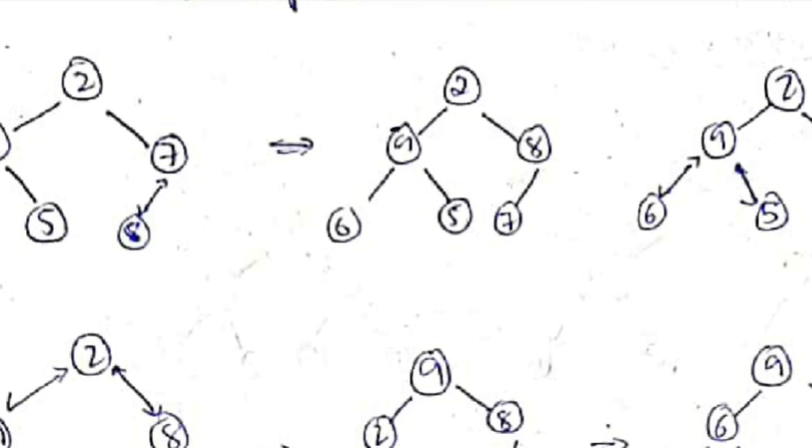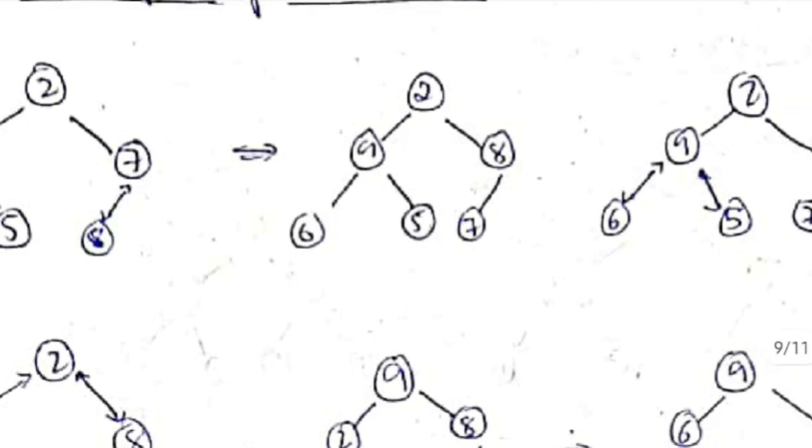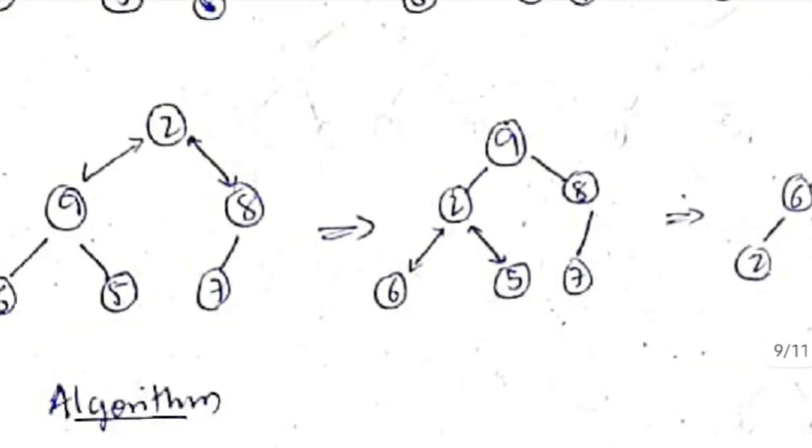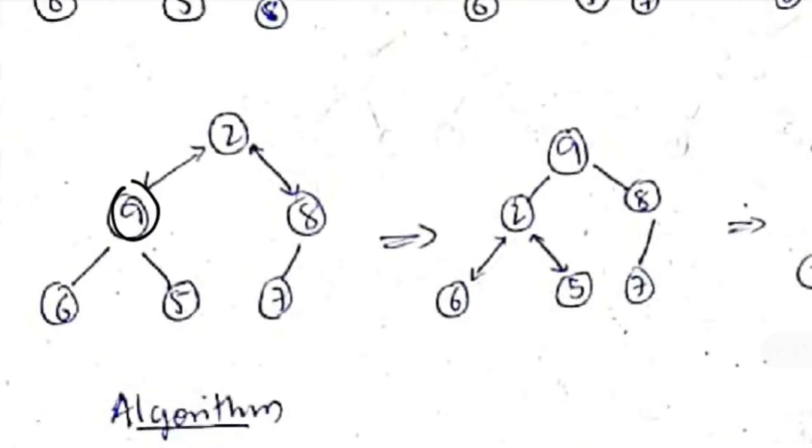Then next check these two, 9 and 5. It's correct. Go for 6 and 9. This is also correct. Then reach up. In the next level, what we have is 9 and 8. Both are greater than 2. That should not be the case. So select the greater one, which is 9, and place it here, and then 2 will come here.